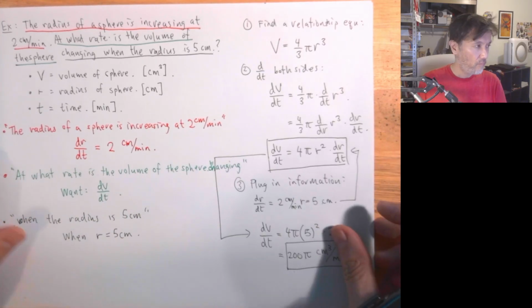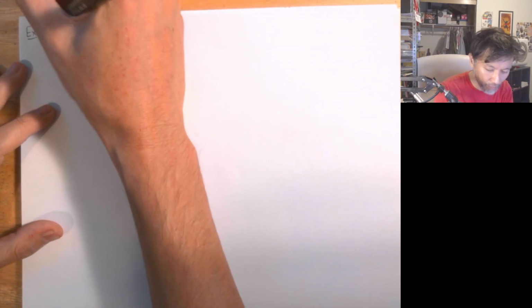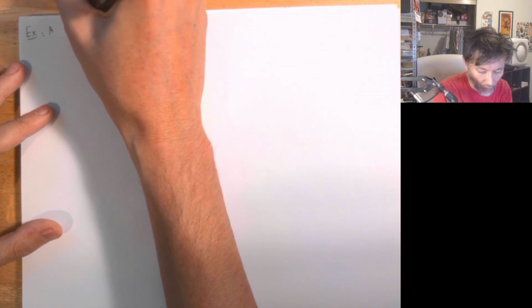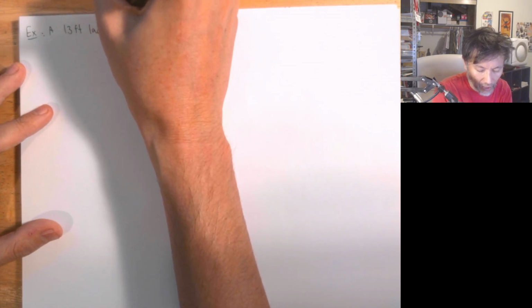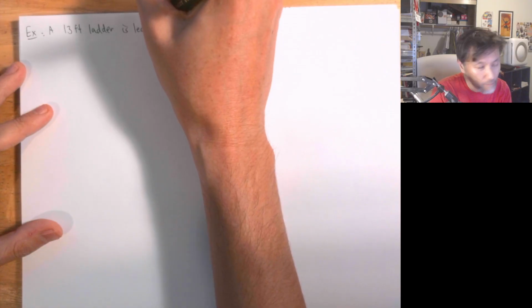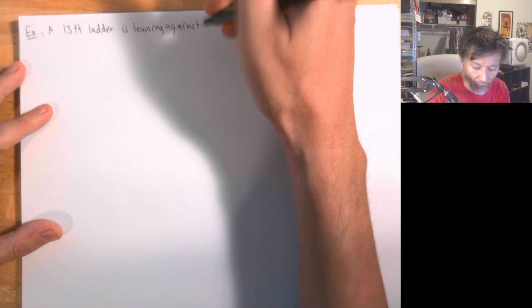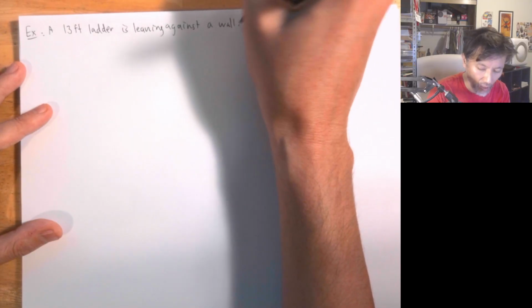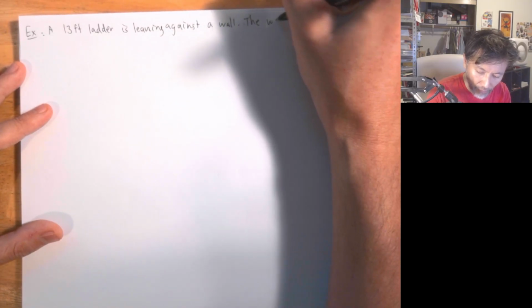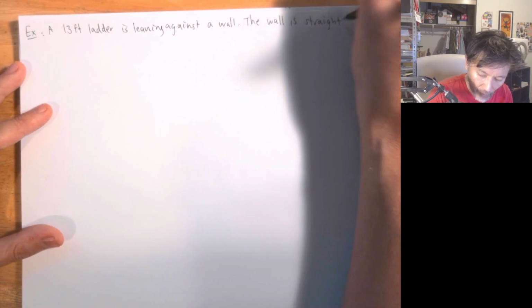Okay. Let's do another one. This is a classic problem. A 13-foot ladder is leaning against the wall. Oh my God, there are so many letters to write. Okay, I'm sorry. Is leaning against the wall. The wall is straight and perpendicular to the ground, as many walls are.